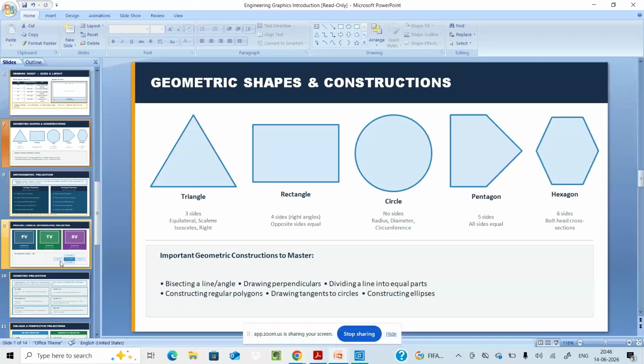And these are the different shapes. Maybe we can get into that once the drawing is going on. Construction of all these things, shapes and other things, are there.